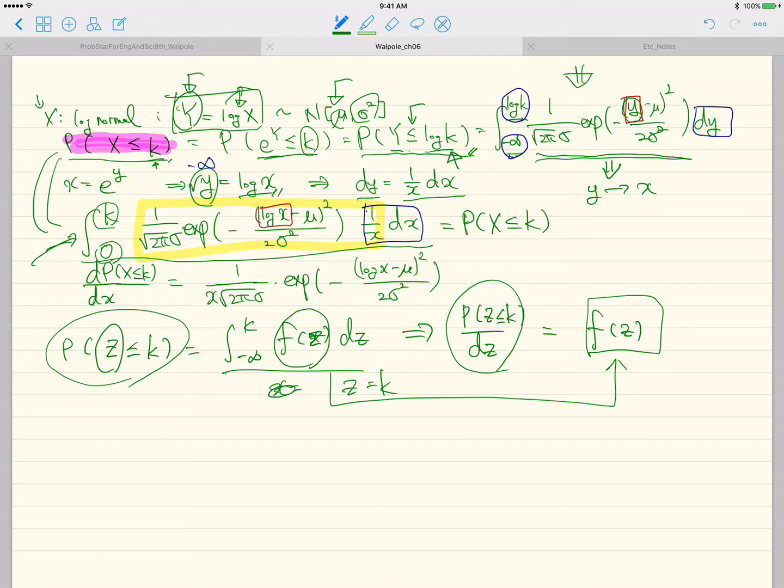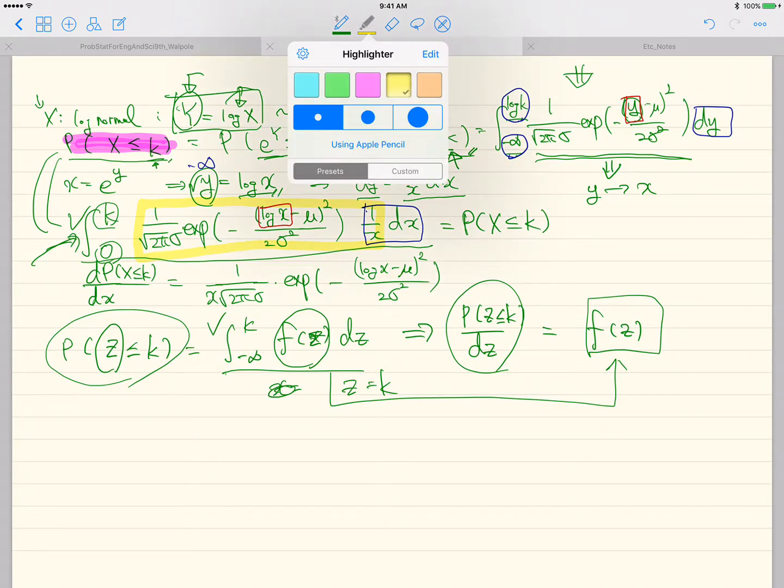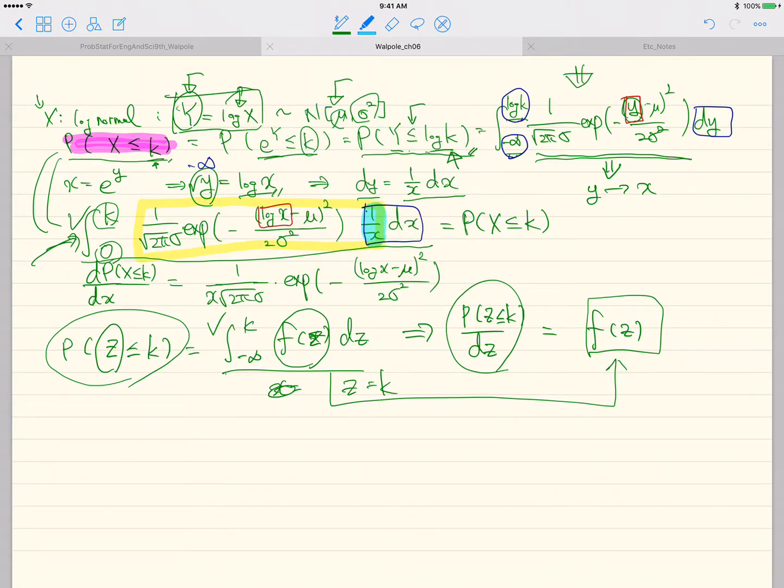And here, back to this representation. So if we match this equation with the definition of a cumulative distribution function, we can easily see that this red, yellow part is becoming our probability density function. Okay, so that's why we obtain this additional form of 1 over x in addition to just the normal distribution.